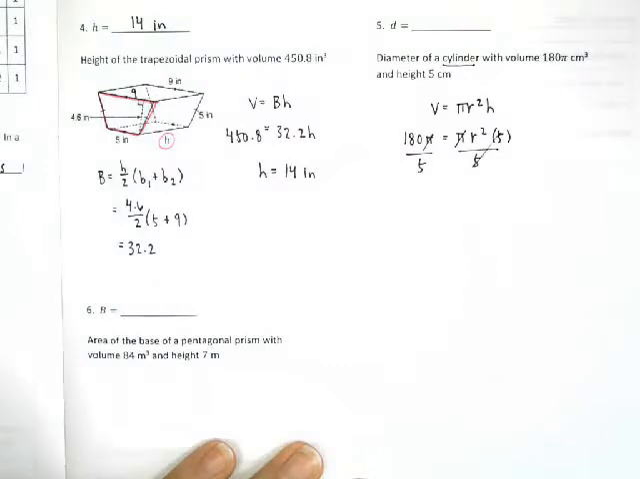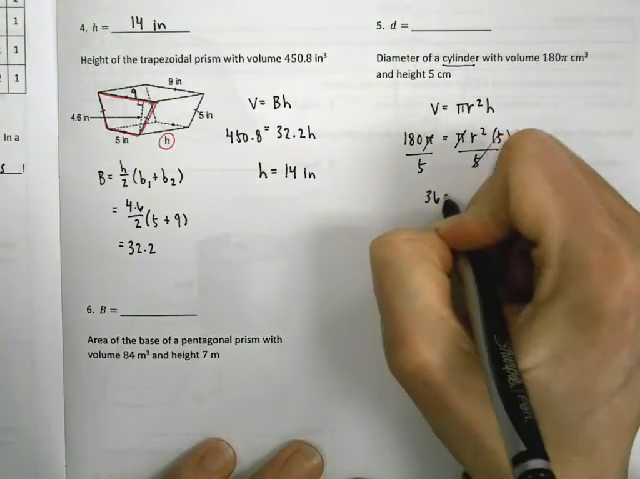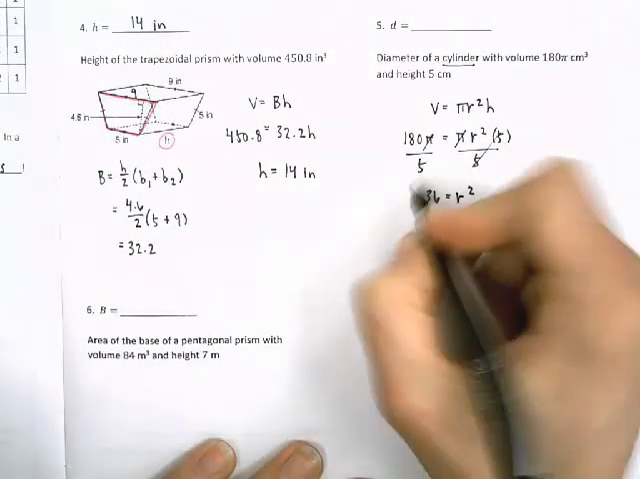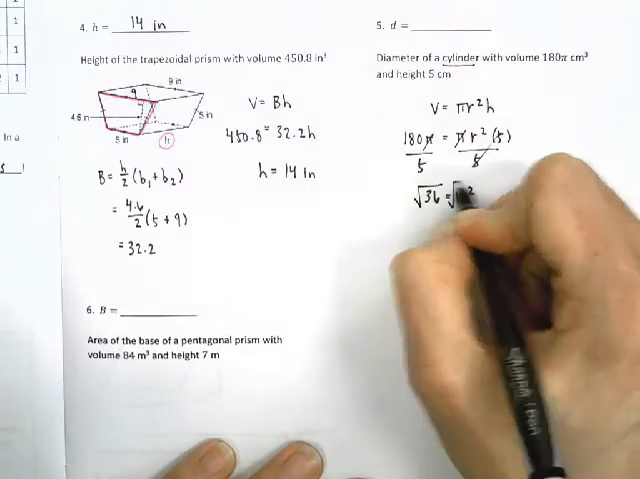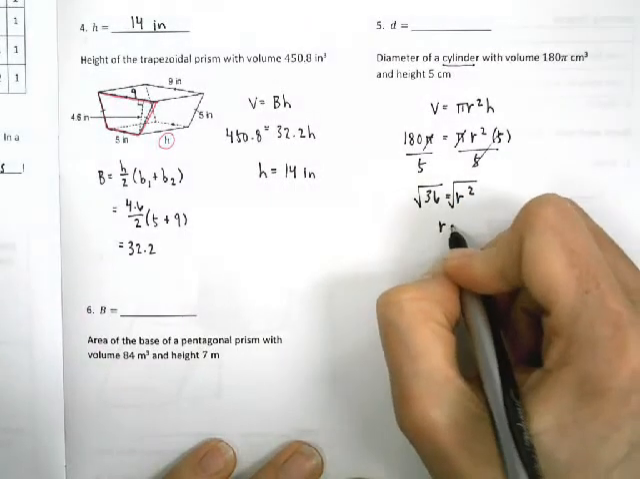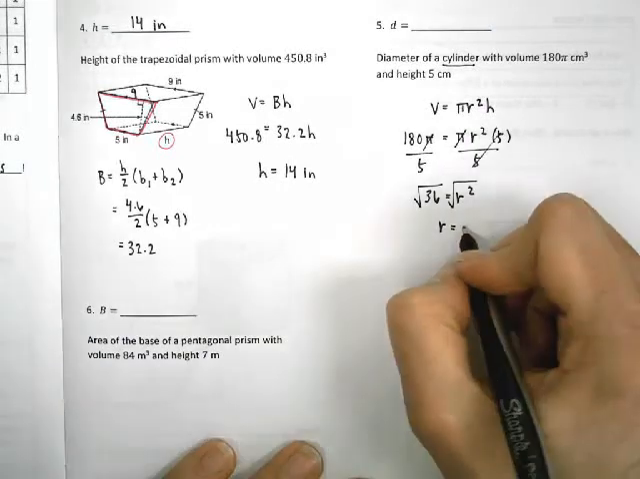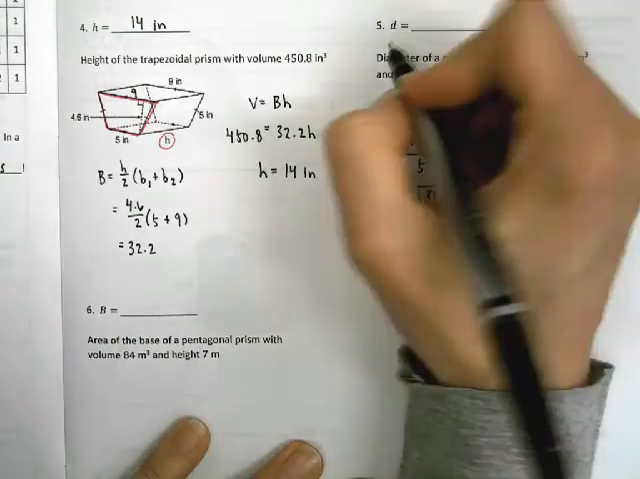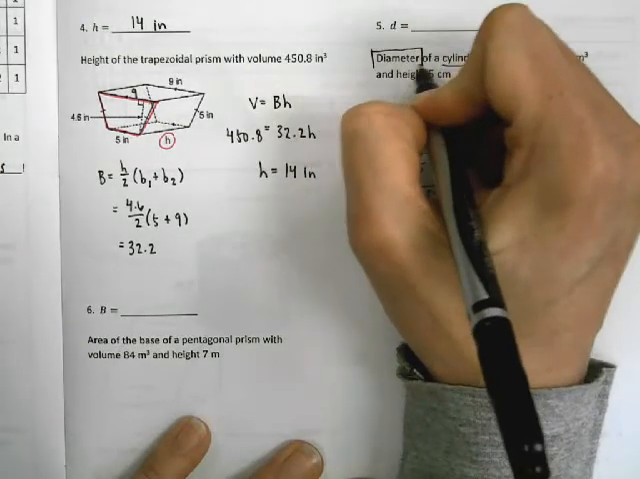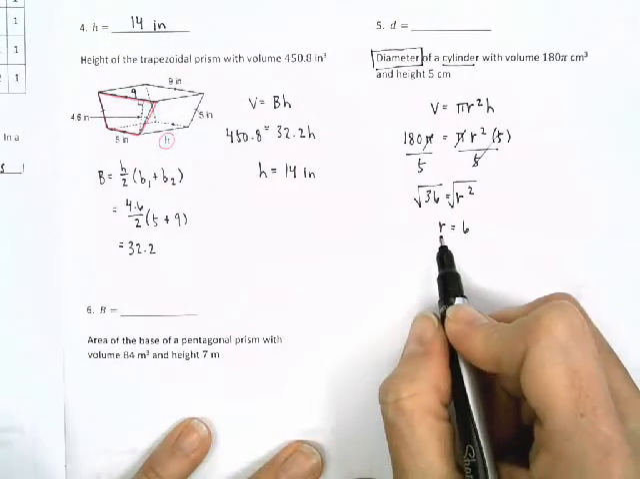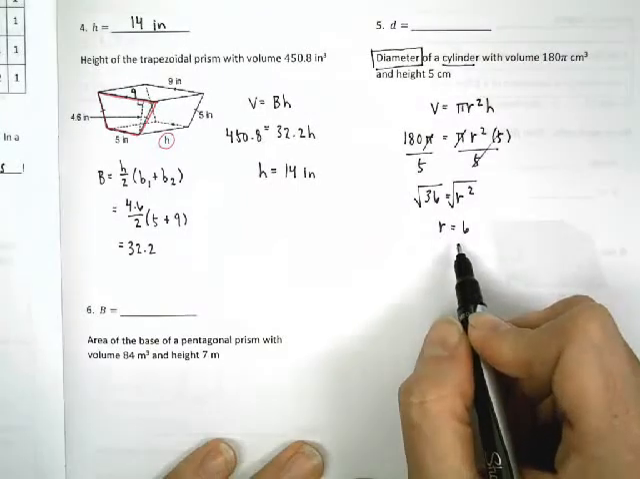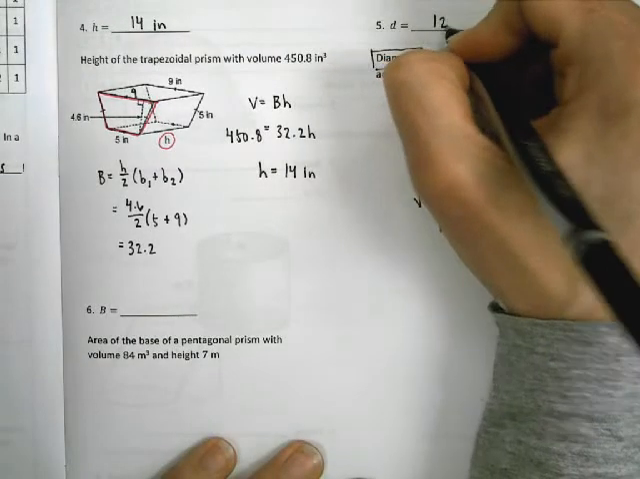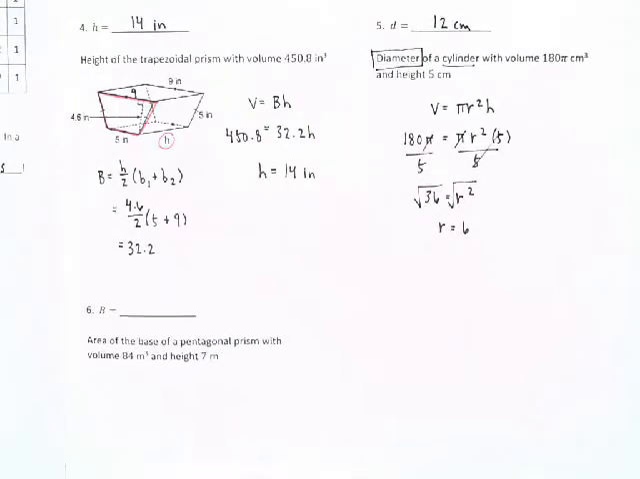So 180 divided by 5 is going to give me 36 is equal to r squared. So if I take the square root, again, I only want the positive radius because this is a distance, so that's going to give me 6. Now here's where I have to be a little careful. This is actually asking us for the diameter of that cylinder. So I know if the radius is 6, I actually need to double that, and I'm going to have a diameter of 12 centimeters.